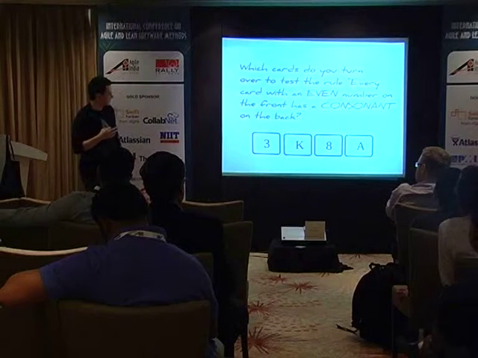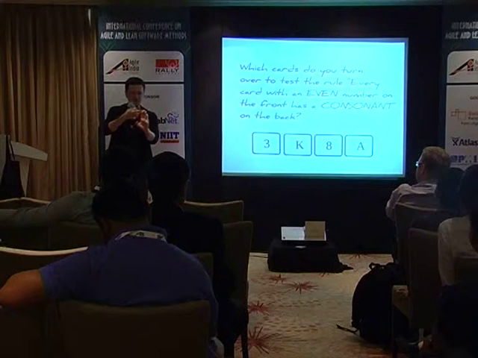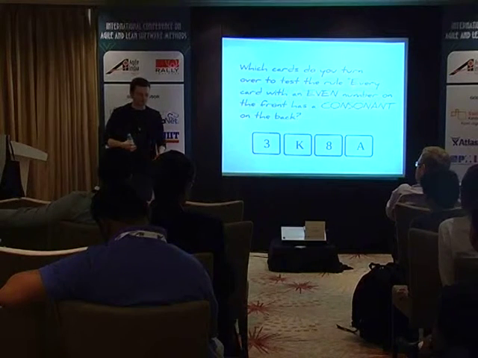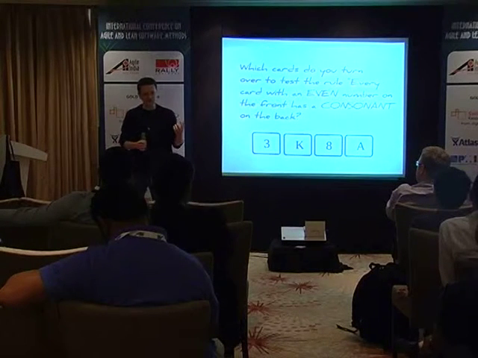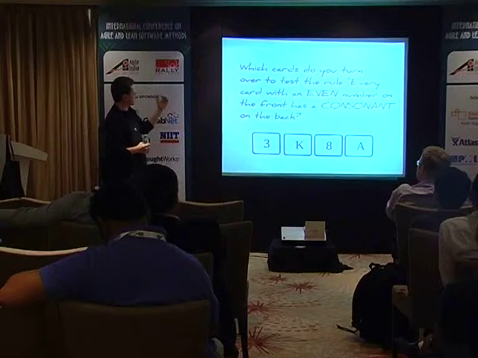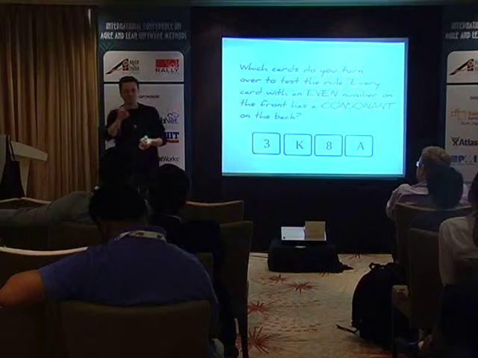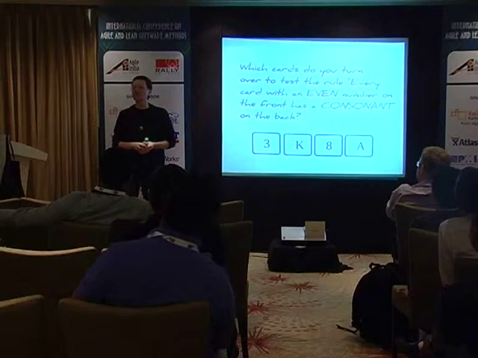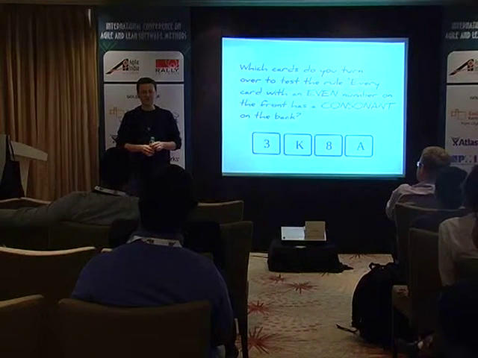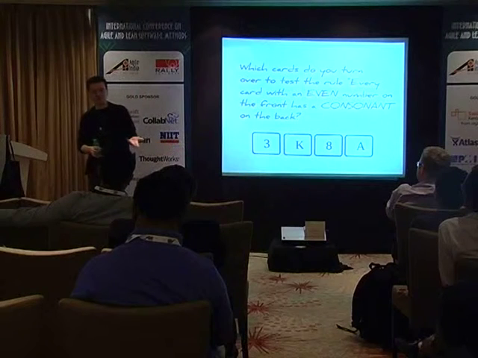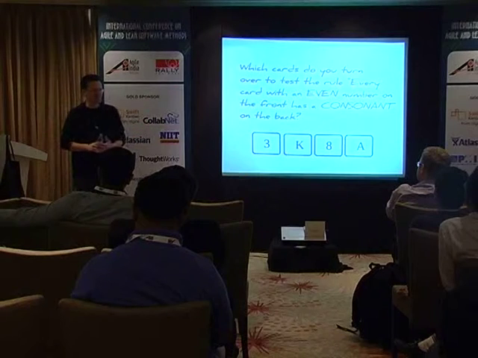Those cards have a number on one side and a letter on the other side. The question was, which cards do you need to turn over to check whether the rule holds: a card with an even number on the front has a consonant on the back? Okay, so there are different answers, and only one correct answer. So some of you are wrong. Sorry to break this to you.